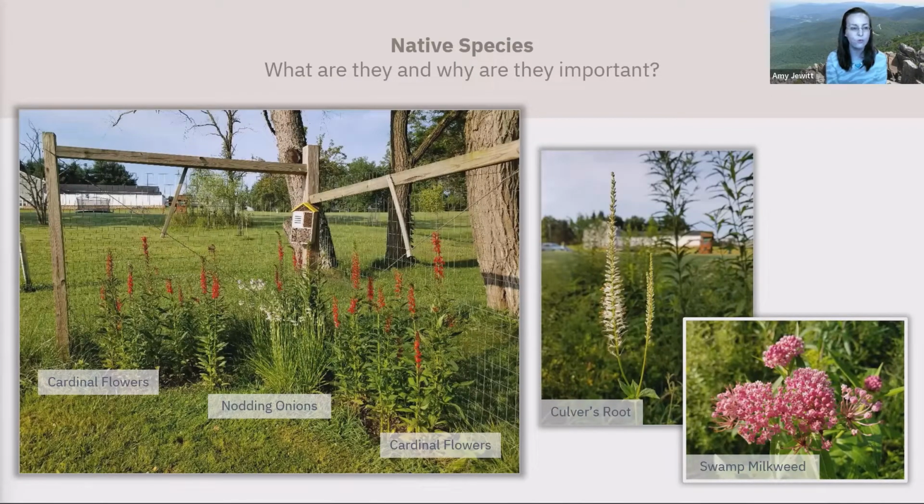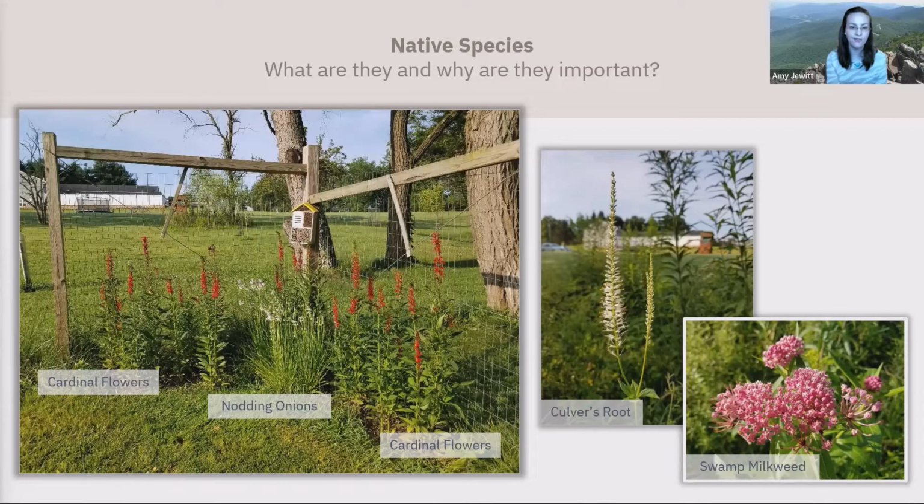So when choosing what plants to landscape with, whether that's on your own property or maybe at your school or a local park or something like that, landscaping with native plants is always going to be your best option as much as possible.